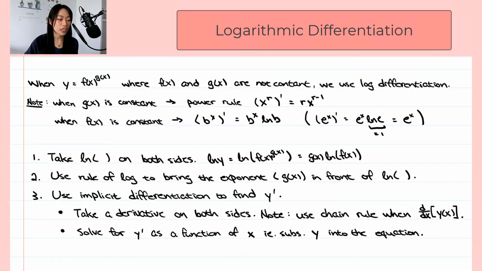Since here you have an equation that involves x and y, and you can assume that y is a function of x, you can use implicit differentiation to find y prime. Here is a recap of the steps of implicit differentiation. First, take the derivative on both sides with respect to x. Note that since y is a function of x, whenever you take the derivative of y, you have to use the chain rule. Then you solve for y prime. And since at the beginning you have y equals a function of x, you can also substitute the y into the equation.